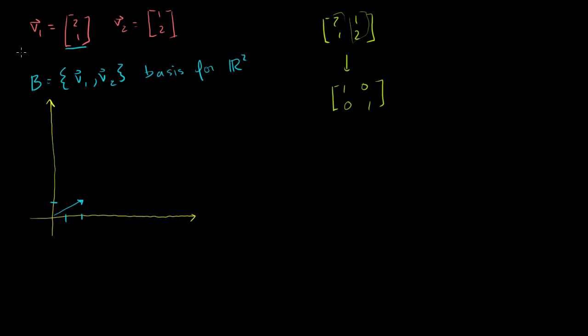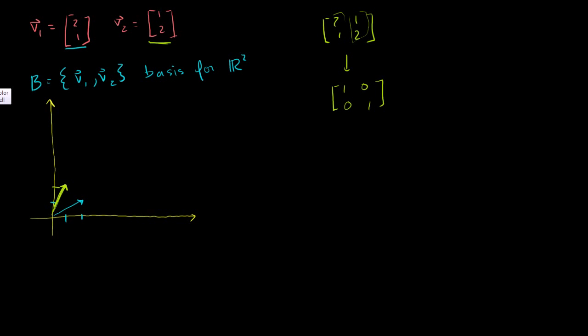And then 1, 2 looks like this if I draw it in standard position. 1, then we go up 2. 1, 2 looks like this. So when we talk about coordinates with respect to this basis, let me pick some member of R2.